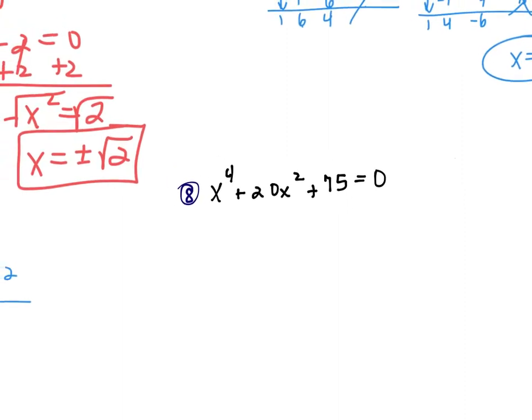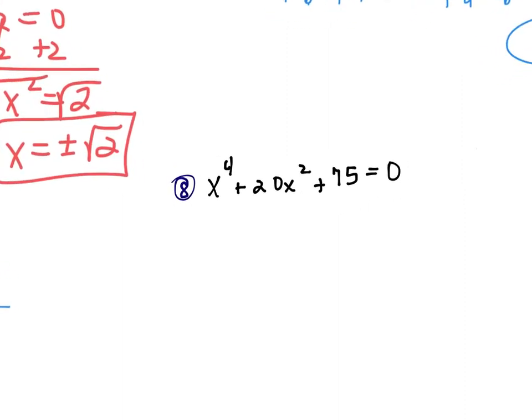So I come here and I have x to the fourth, right? There's no GCF. I look at this and I say, can I use the quadratic formula? I can't because it's x to the fourth. So let's think for a second. What times what gives me x to the fourth? That'd be x squared. What are the factors of 75 that could multiply to give me 75, but add to give me 20?